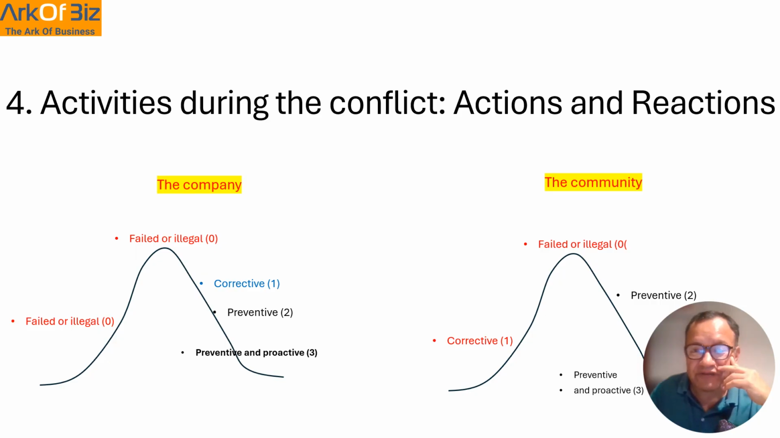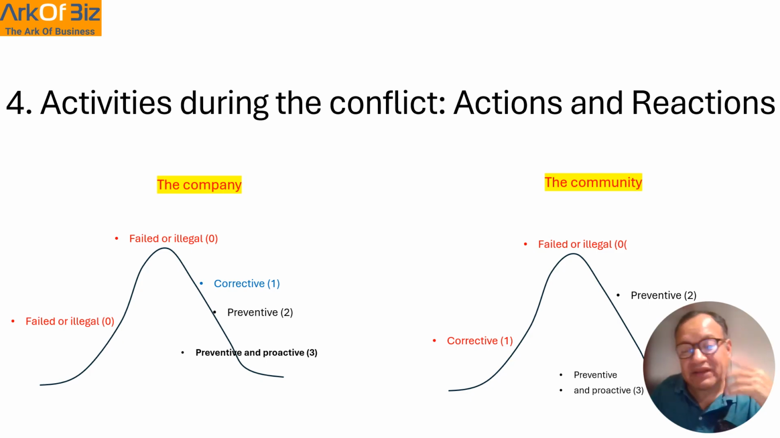The curve goes up as the conflict escalates, then starts decreasing once the company finally reacts, talks with the community, and begins corrective actions. Later, the company moves into preventing and maybe proactive actions, trying to show they are not the neighborhood villains anymore.